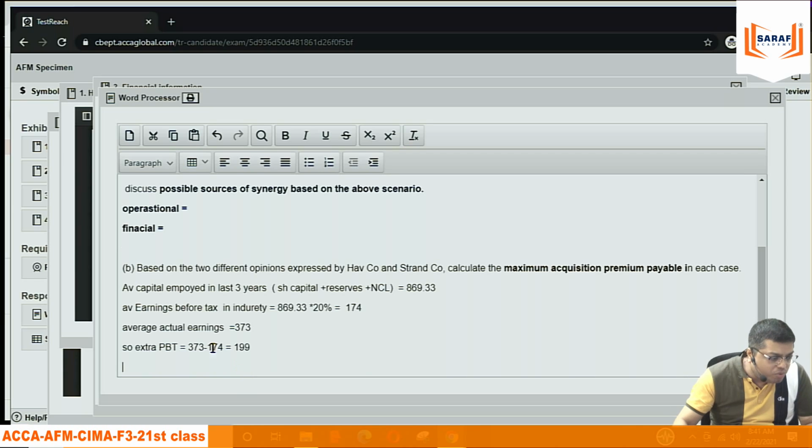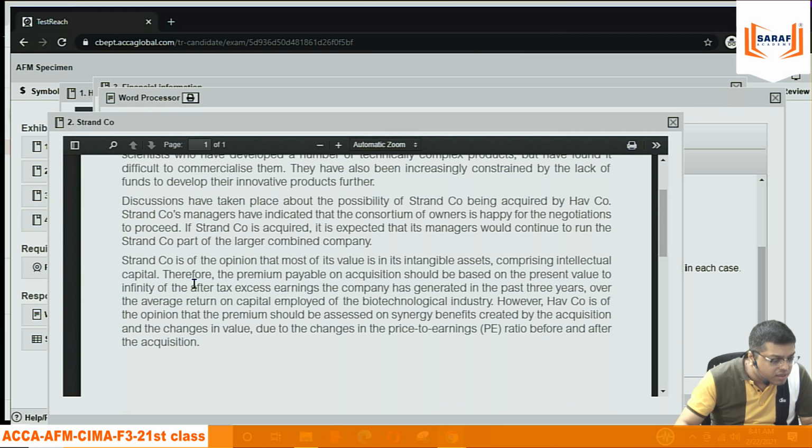इन लोगों ने तो यही बोला था सेकेंड नंबर के अंदर, the premium payable on acquisition should be based on the present value of infinity of the after tax extra earnings the company has generated in the past 3 years over the average return on capital employed in the biotech industry. They are saying this only. तो हम लोग को वही करना है.